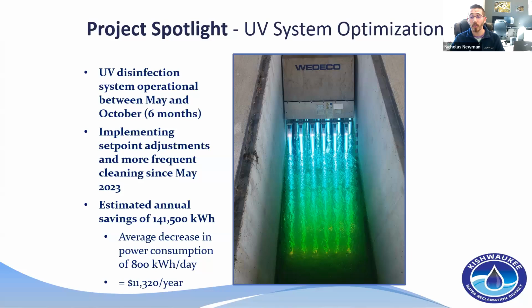141,500 kilowatt hours less consumption on an annual basis, for that 6-month period, which equates to 800 kilowatt hours less per day that we're consuming for our disinfection to still get disinfection that's well within permit. And that equates to about $11,300 per year that we're saving. So across just these 3 projects, that's almost $30,000 that we're saving a year, actually over $30,000. It's pretty spectacular.